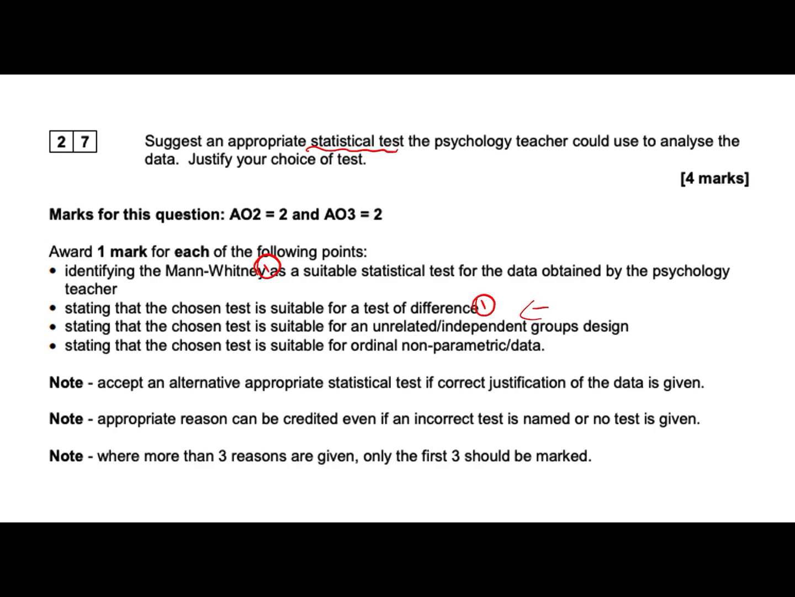1 for saying that it is an independent groups design, and 1 for saying that the level of measurement was ordinal. A number of you said interval or nominal, and so you picked the wrong test as a result. So really important that you do lots of work being able to accurately identify the appropriate statistical test. We'll do plenty of work between now and summer on helping you to select the right tests. Number 28, the designer study questions will be in the next video.